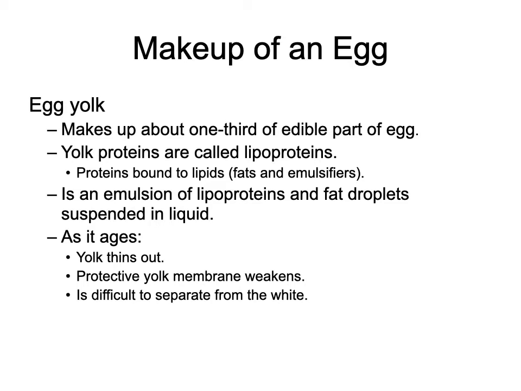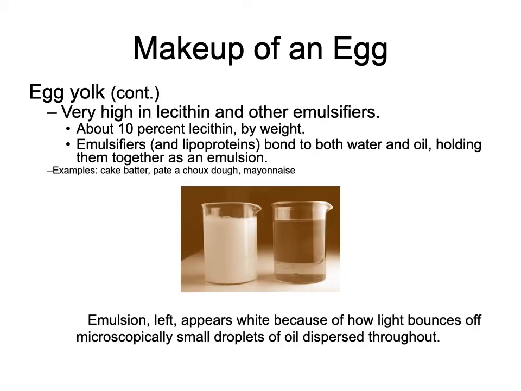That said, going back to the emulsion part, egg yolks have a large amount of lecithin in them, and that's what helps keep those lipoproteins together. So it's about 10% lecithin by weight. And this lecithin we use for a lot of things. It helps emulsify water and oil together and helps hold them as an emulsion.